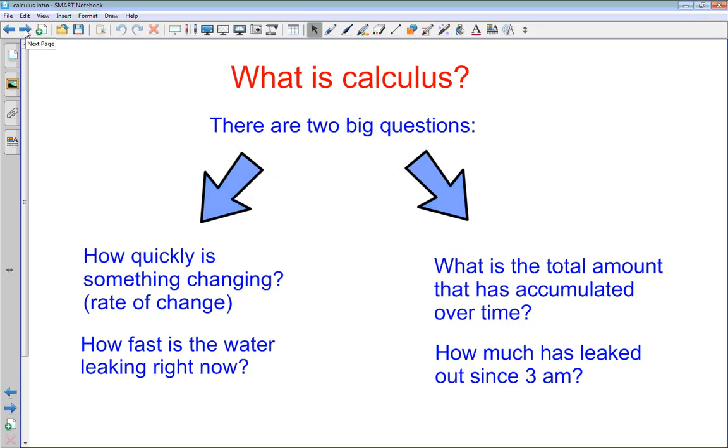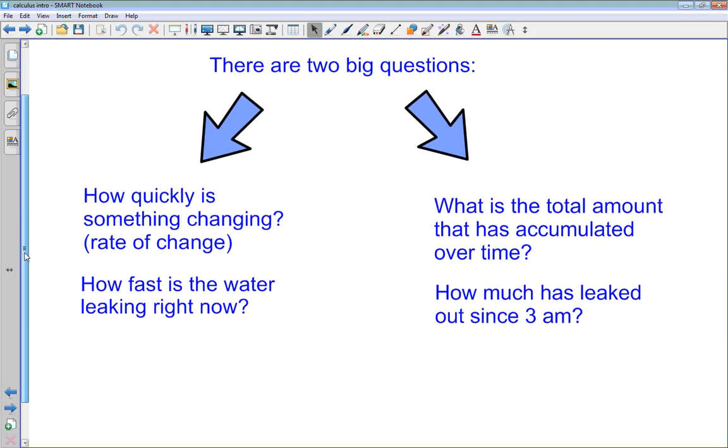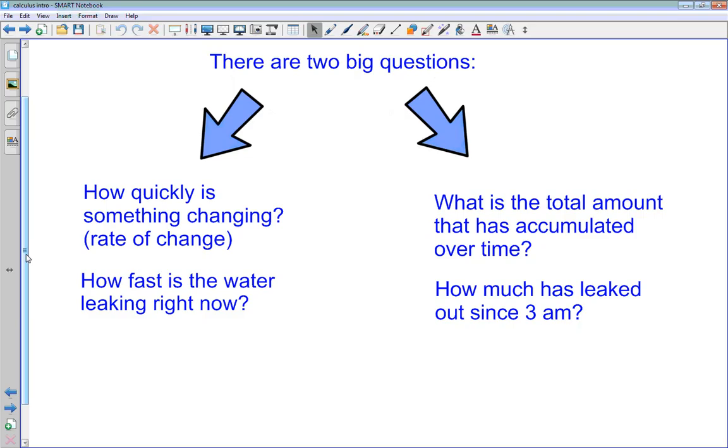So there are two big branches of calculus. There is a branch that is concerned with how quickly something is changing, or looking at rates of change. Okay? And then there's another branch that looks at accumulation. To give you specific examples here, let's say you've got water leaking out of the water tank in your basement. One branch of calculus might ask the question, how fast is this water leaking at this very instant? Whereas the other branch might say, okay, if it's been leaking since 3 a.m. and I know how fast it's been leaking at each instant, how much has dripped into my basement over the course of those few hours?